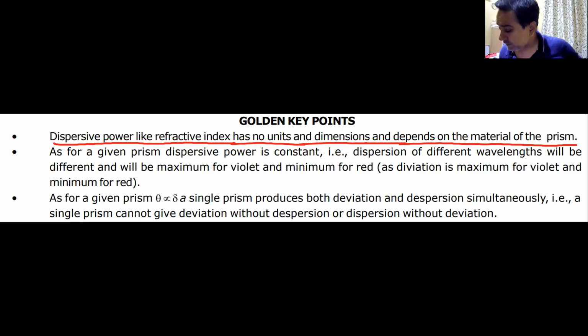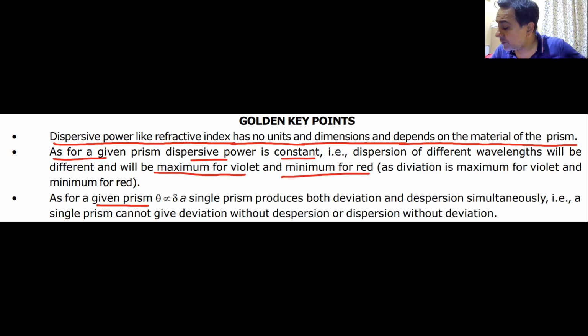But dispersive power is a pure ratio. It does not have any unit. It does not have any dimension. For a given prism, the dispersive power is constant. It is minimum for red and maximum for violet, because mu for violet is maximum and mu for red is minimum. Remember that mu is inversely proportional to wavelength.